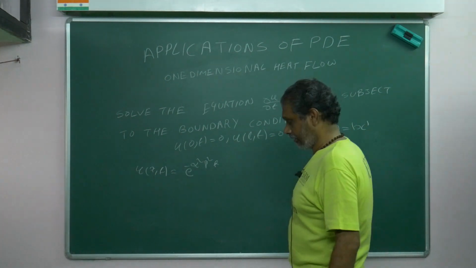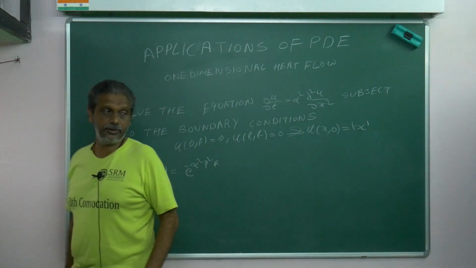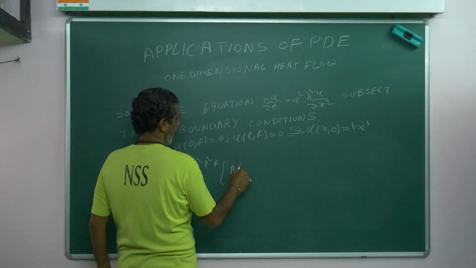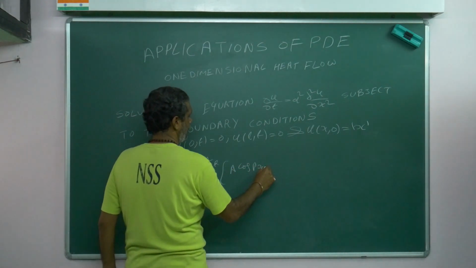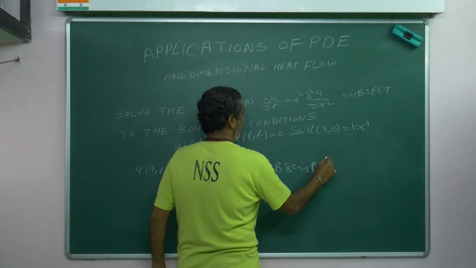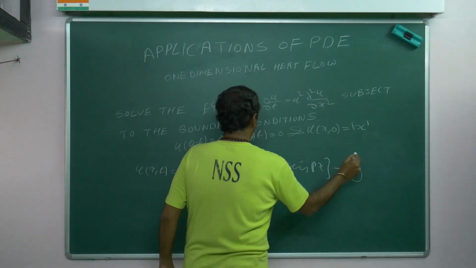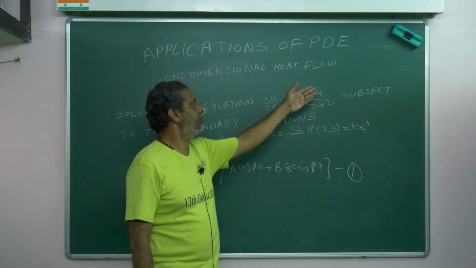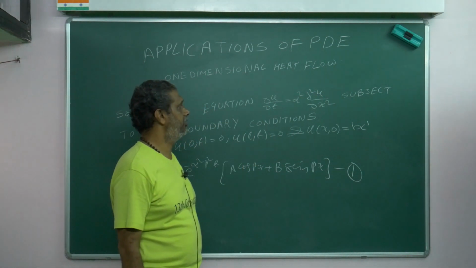Then we know that the solution is u = e^(−α²p²t)(A cos px + B sin px). You can take this as equation 1. Then the conditions: how many conditions did I tell you? One initial condition and two boundary conditions. Totally 3 conditions you have to impose.